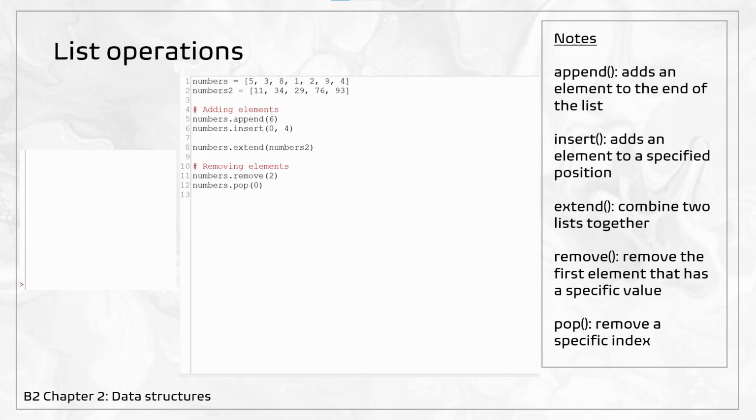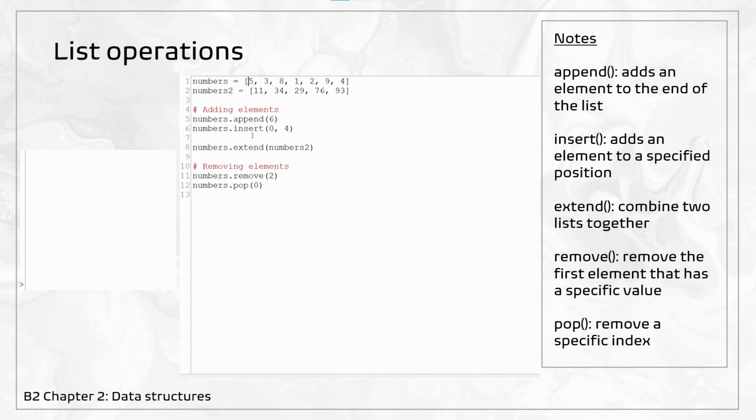You can add or remove elements from lists too. To add elements, you can use the append, insert, or the extend operators. With append, you can add single elements at a time to the end of the list. So here, we would add the number 6 right behind the number 4. And the insert function allows you to specify which position you want something added to in a list. So here, we're telling the program to add the number 4 into position 0 of the list. So this 4 would go right in front of the number 5.